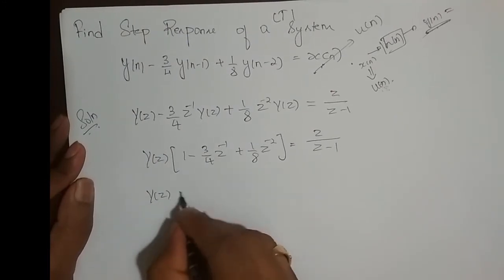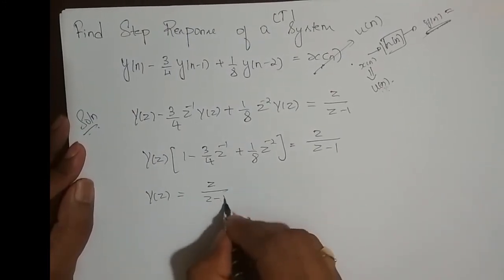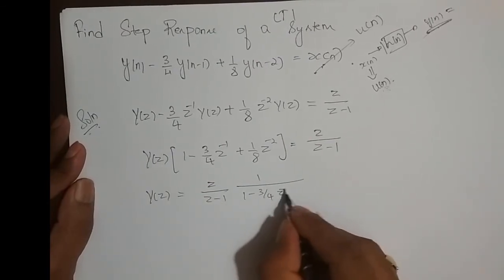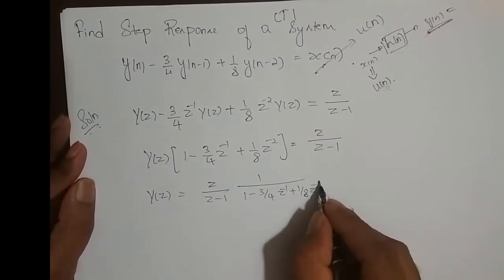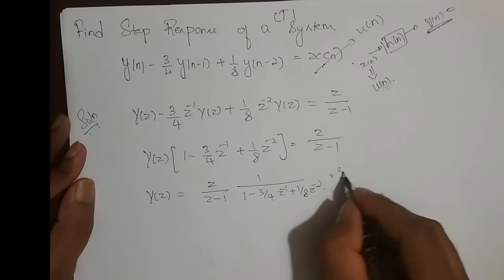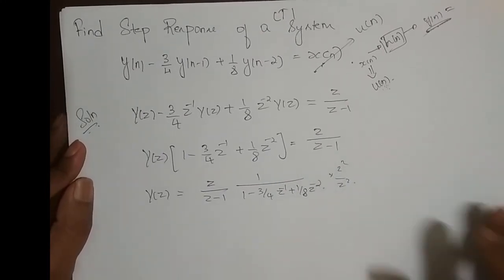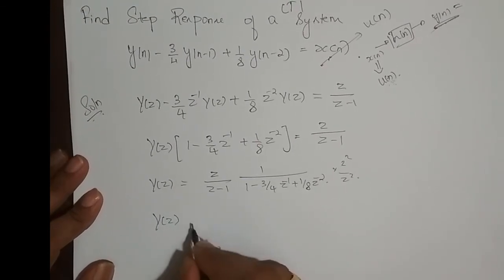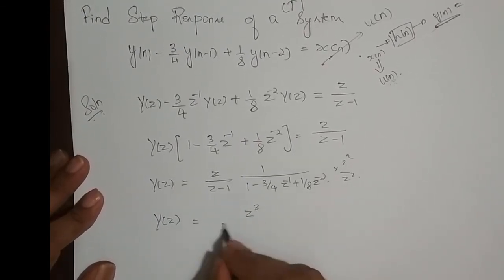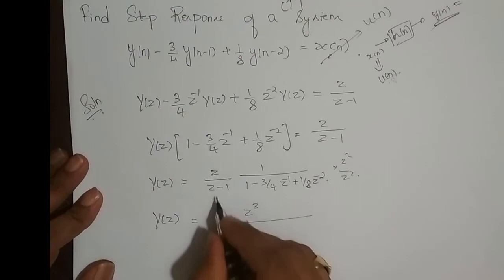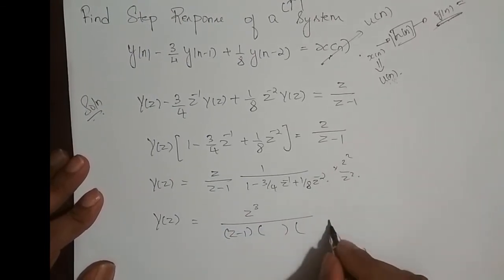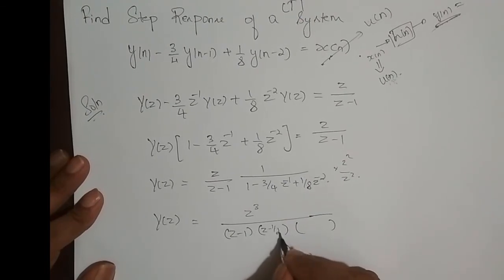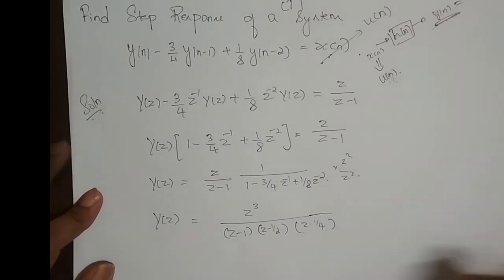So Y of z I retain on the left hand side, and the right hand side I'll take this to the other side: 1 divided by 1 minus 3 by 4 z power minus 1 plus 1 by 8 z power minus 2. I'll convert this to positive powers of z, so I'll multiply numerator and denominator by z square. So I end up with Y of z equal to, numerator z cube divided by denominator. One pole is at z equal to 1 and the other two poles, since it's a second order system, are z minus 1 by 2 and z minus 1 by 4.